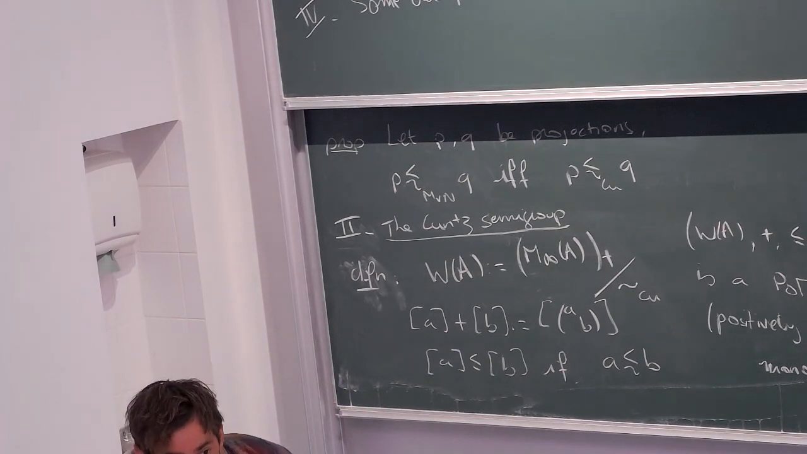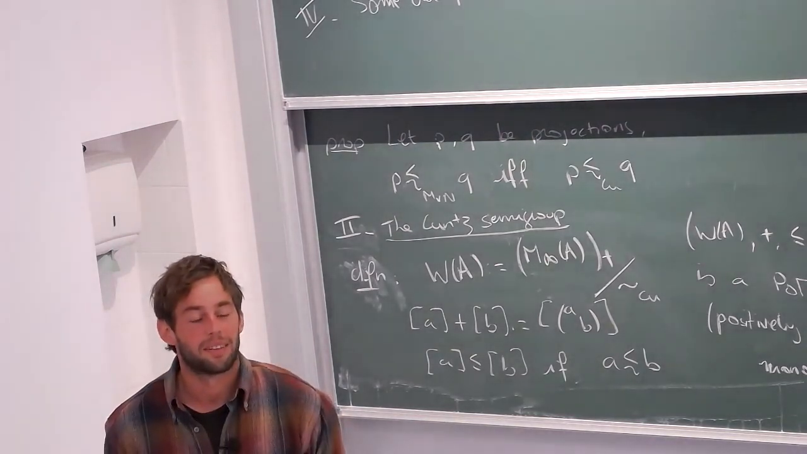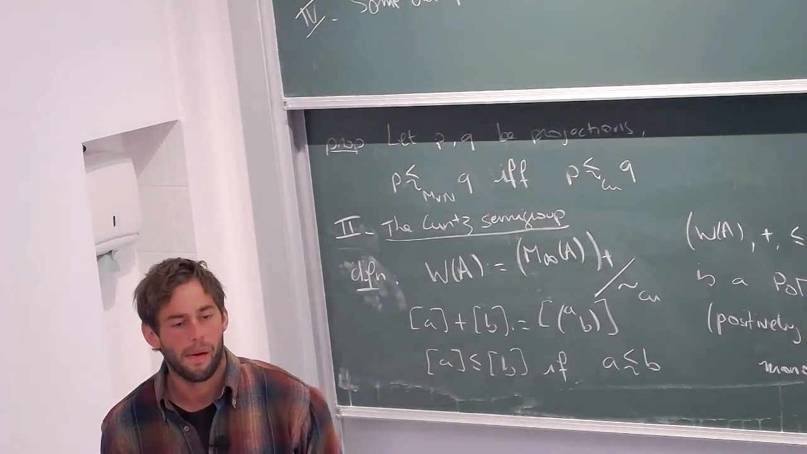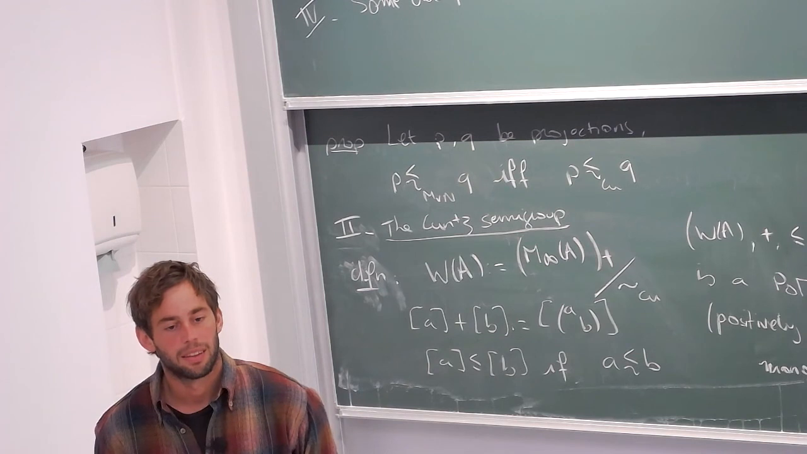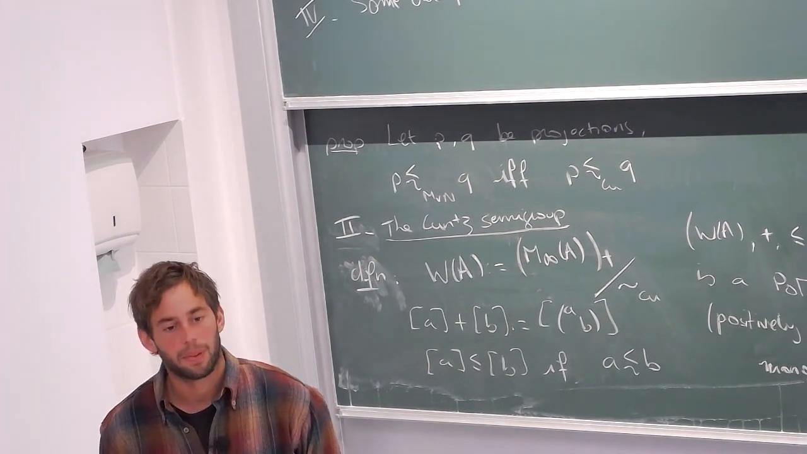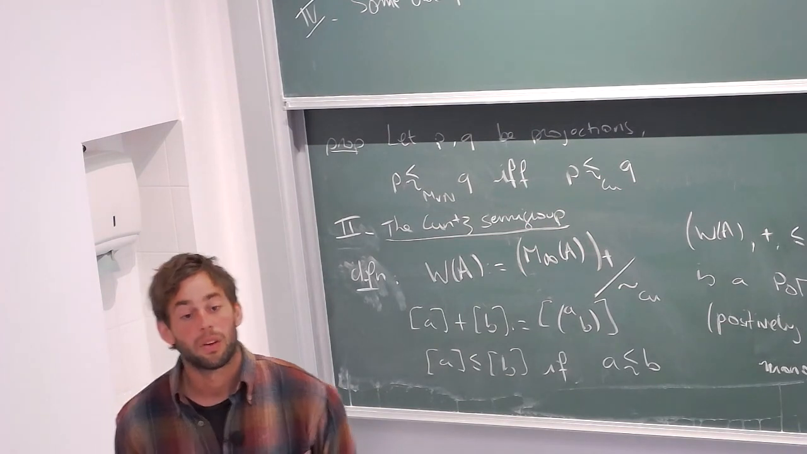Any questions? One question. I was wondering about the way-below relation you just defined. In the particular case where you have a semigroup coming from a C-star algebra, is there maybe a more C-star algebraic characterization of the way-below relation?